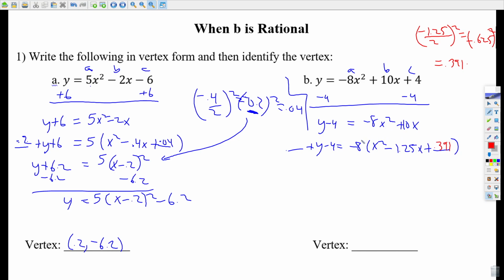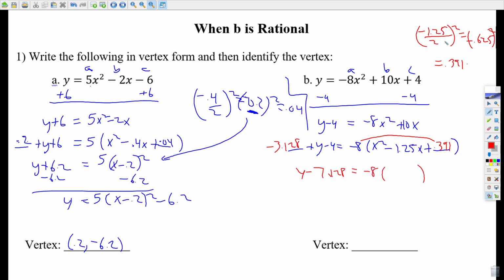And then the number we're going to put on the other side would be -8 times that 0.391. So that'd be 3.128, and that's negative. So it kind of gets pretty ugly here. Now if we put these two in the middle together, the -3.128 and -4, that's going to be y minus 7.128. And then we can factor this, -8.